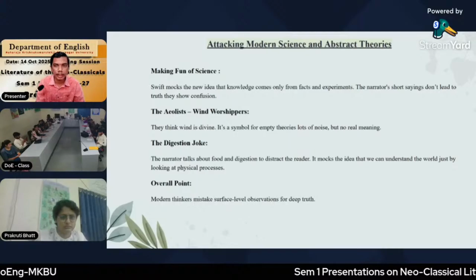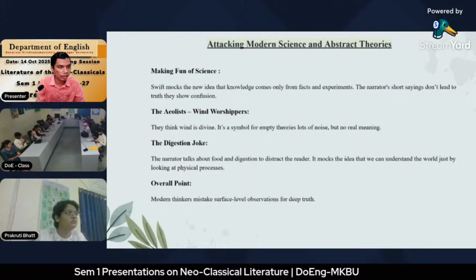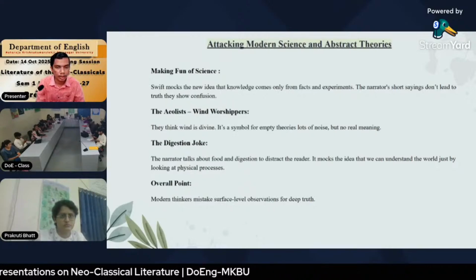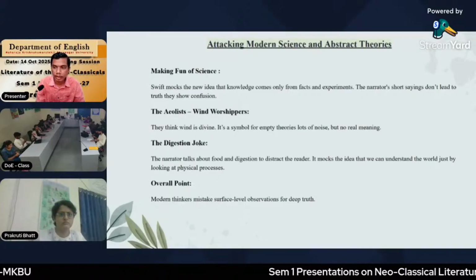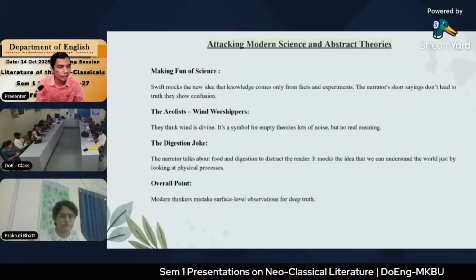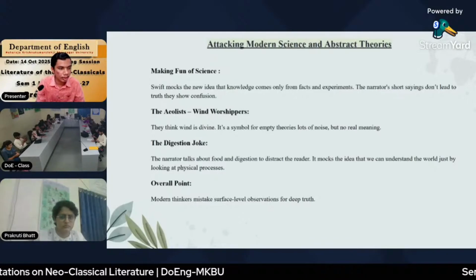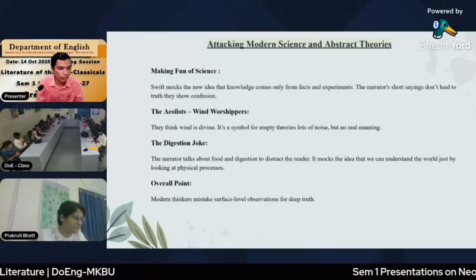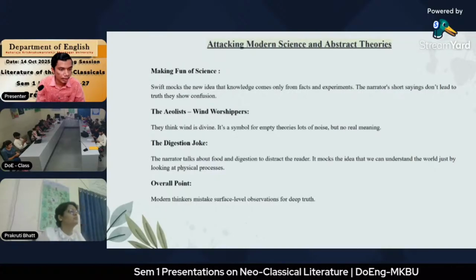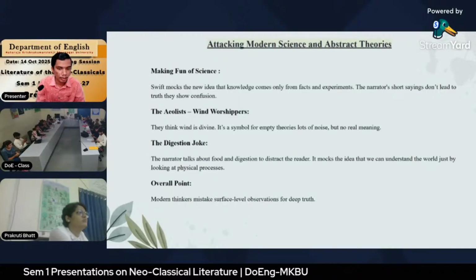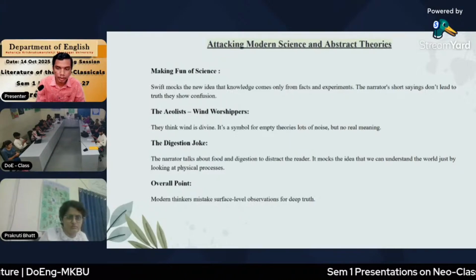Attacking modern science and abstract theories. Making fun of science, Swift mocks the new idea that knowledge comes only from facts and experiment. The narrator says these do not lead to truth, they only confuse. The idealists find a worshipper, and their thinking mind is divine. It's symbolic of empty theory: lots and lots of noise, but no real meaning.